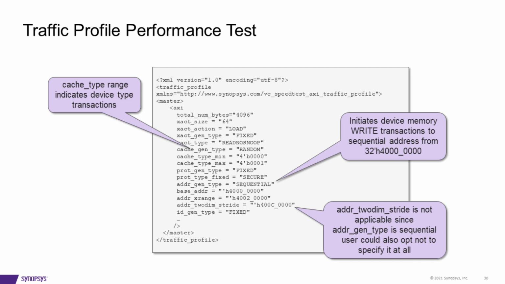Now let's look at an example of a sample traffic profile performance test. Here is a sample traffic profile. I'm listing a few attributes based on which I want to generate traffic. I want to generate traffic with a total number of bytes of 4096. I want a specific address starting from the base address with a sequential range. And whatever ID I want to specify, I can specify here. Here I'm not talking about any specific protocol or any specific methodology. We are defining traffic based on the traffic profile specification. These attributes are there in the specification.